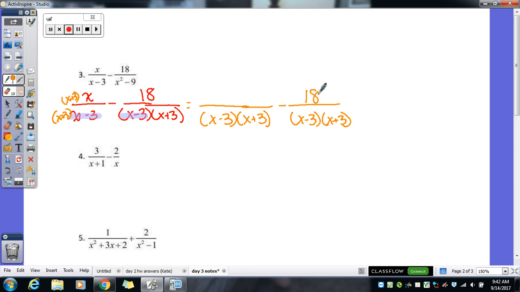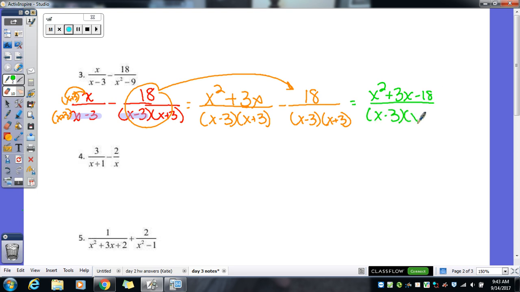So our second fraction, that one did not change at all. All I did was just copy that one over because that was already over our denominator we wanted of x minus 3 times x plus 3. For the first one, we need to distribute x times x. That gives us an x squared. x times our positive 3 gives us a plus 3x. So x squared plus 3x is our numerator there. Now we can actually subtract our fractions. So I would get x squared plus 3x minus 18 over x minus 3 times x plus 3.